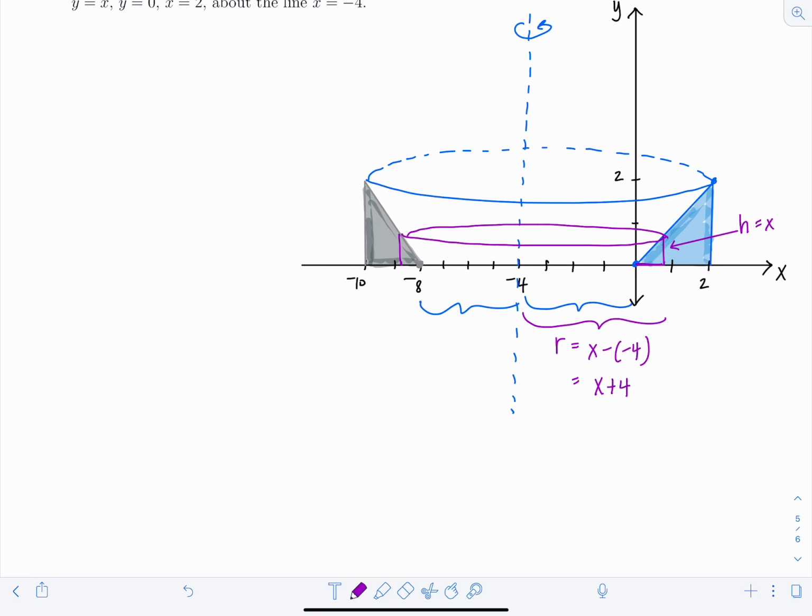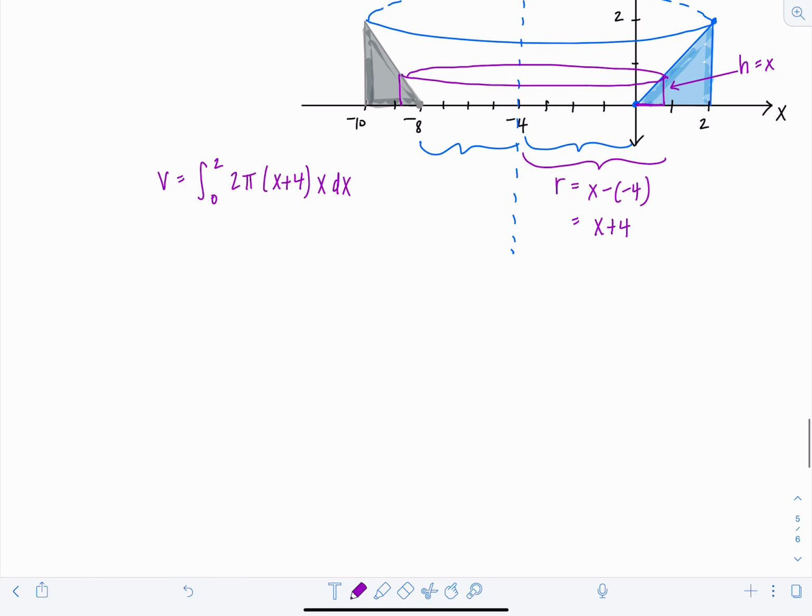All right, looks good. So let's set this one up. See, that was nice and painless. So the volume equals the integral from 0 to 2. Remember, those limits are based on the original region, times 2 pi r, which is x plus 4, times h dx. Okay, so take the 2 pi out. Then we have the integral from 0 to 2 of x squared plus 4x dx.